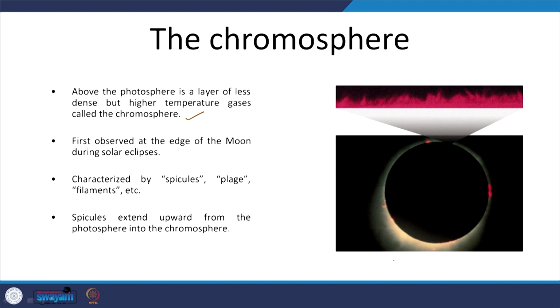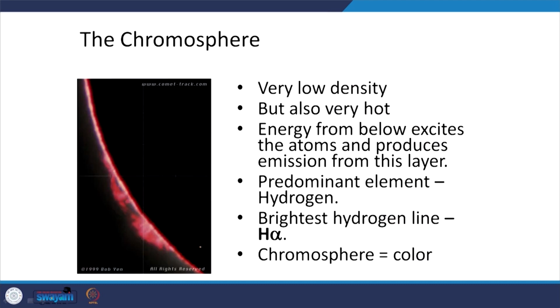Okay. The chromosphere has many features such as spicules, plage, filaments and these things. Each has a different reason for its occurrence or formation, but the chromosphere is the place where all these features exist. For example, spicules extend upwards from the photosphere into the chromosphere. So the chromosphere is the place where you see all these things.